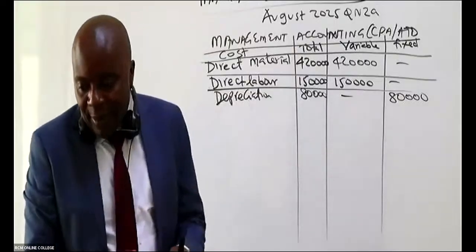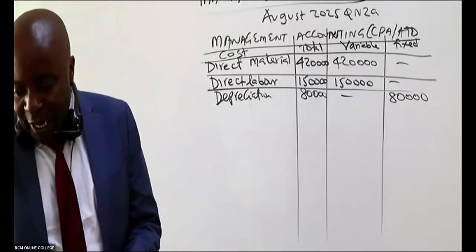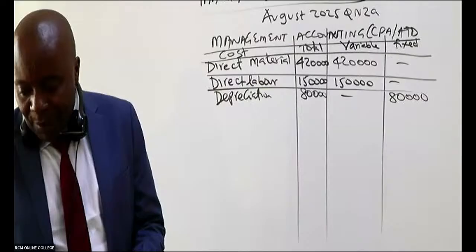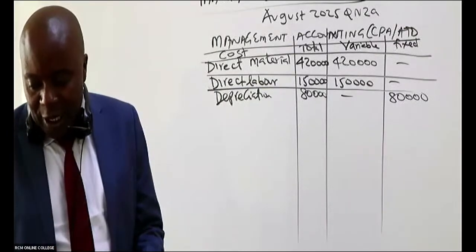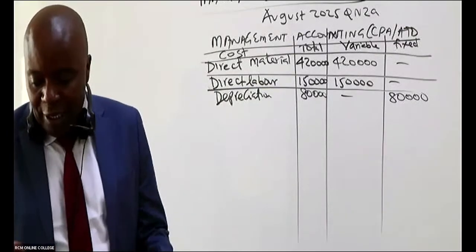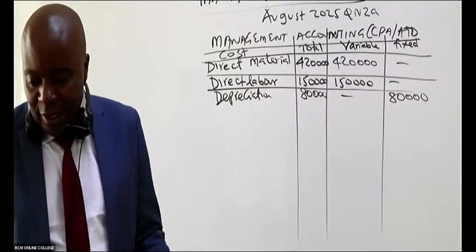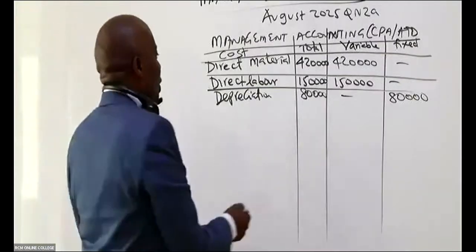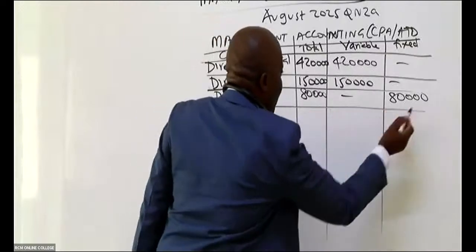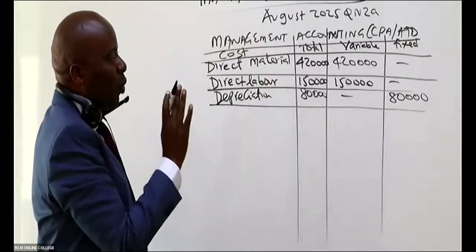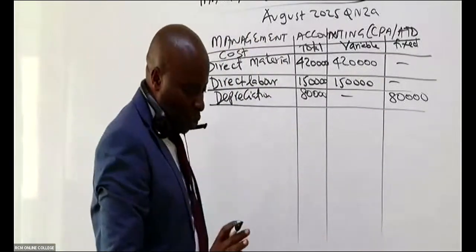Are we together, my good students? Up to there, are we together? Please, whenever I ask like that, I just want us to ensure that we are moving together, well aligned. Thank you very much. So depreciation is periodical, and I will put it under fixed costs.